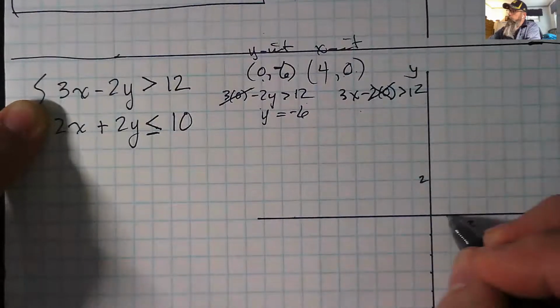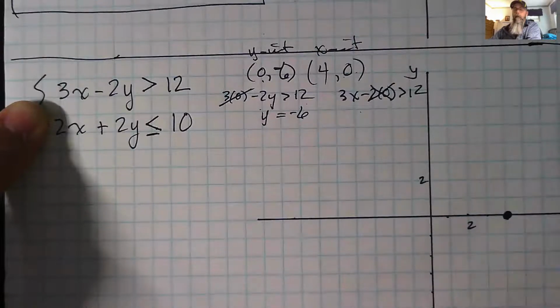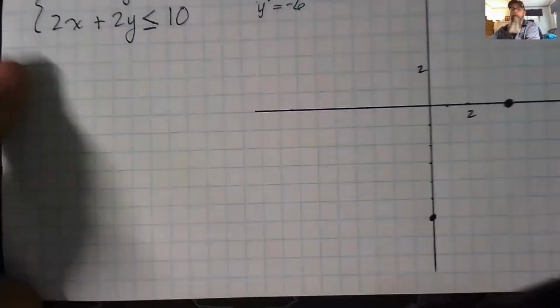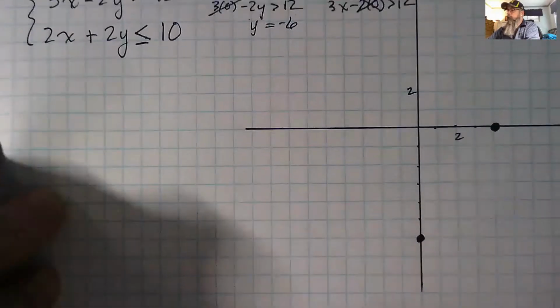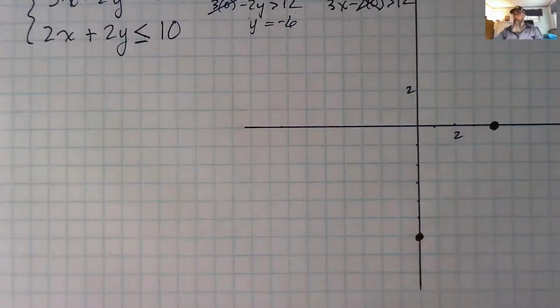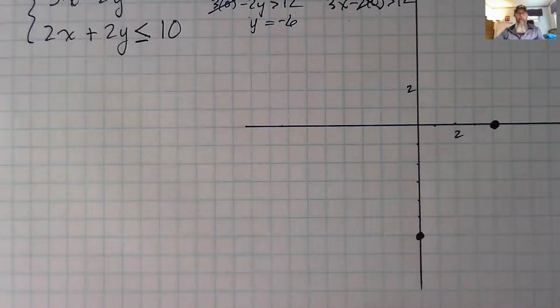And 4, 0. Okay, whoops, sorry, I didn't show you my negative 6. There it is. Okay, here's my negative 6. Here's my 4. Now these points are pretty spread out, so I'm not going to do 1,000 points in between. I'm just going to work with those two.